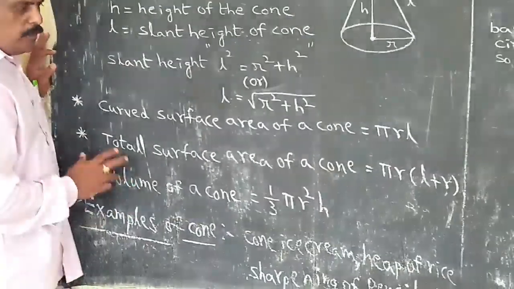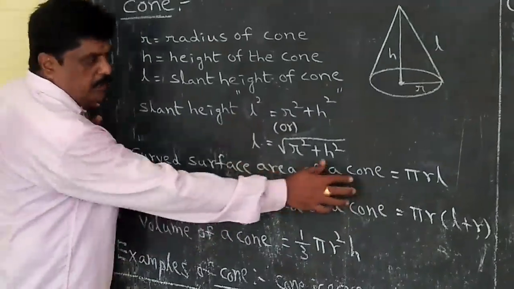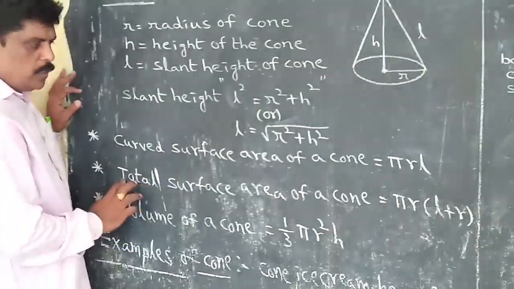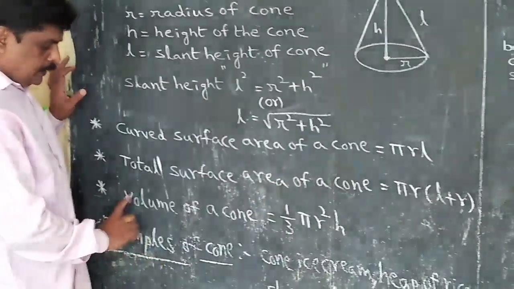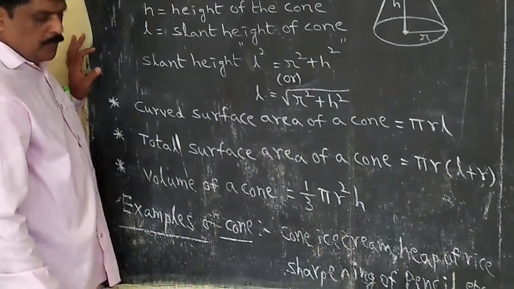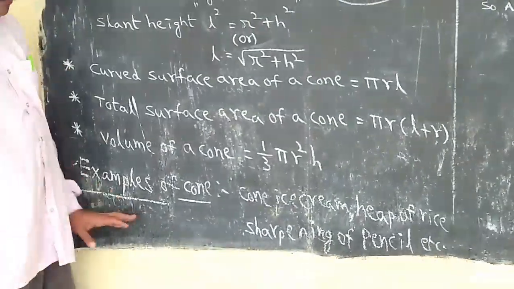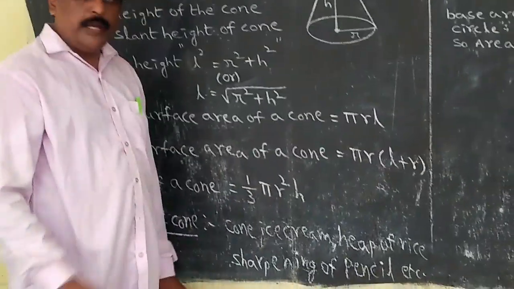Here there are three formulas for a cone. That is, the curved surface area of a cone is pi r l, the total surface area of a cone is pi r into (L plus R), and the volume of a cone is 1 by 3 pi r square h. I have given some examples of cone. You already know mehendi cone, ice cream cone and heap of rice.